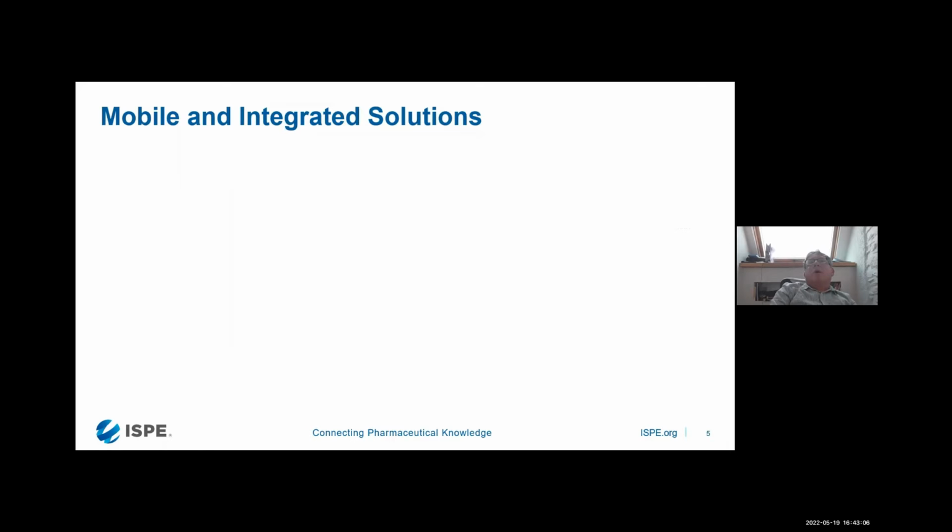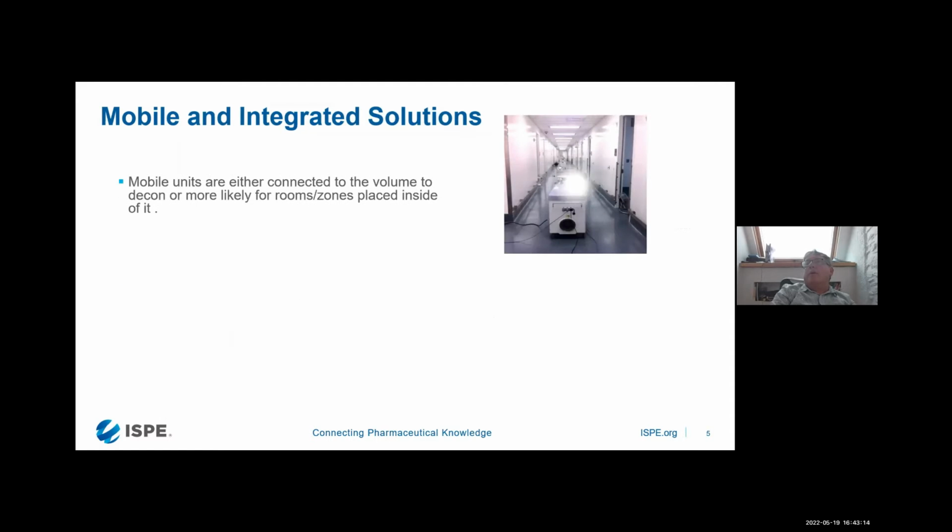So on the market, there are 2 types of decontamination units. So we have the mobile unit. So the mobile unit are pushed inside the volumes. In general, the mobile unit can decontaminate from 2 to 500 cubic meter per unit, and this is depend much on the shape of the room.